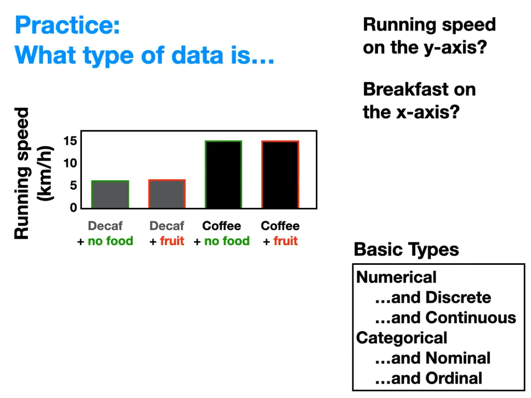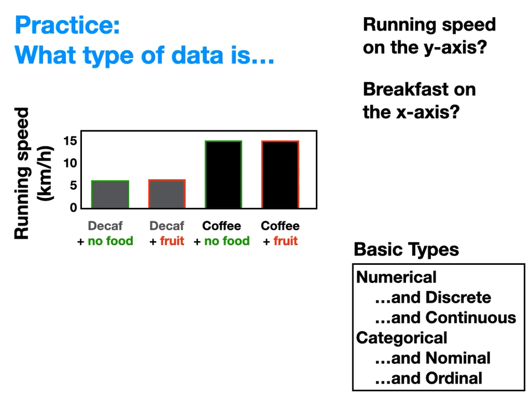Okay, so practice. Here's some made up data on an experiment where we were interested in how the breakfast somebody eats influences their running speed, also including their caffeination and what they ate. So it's a bar graph with invented data. There are two variables here: running speed on the y-axis, and breakfast on the x-axis. I want you to practice what type of data each of those two variables is.